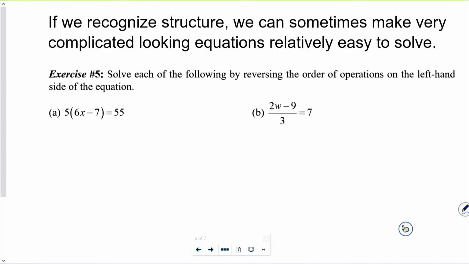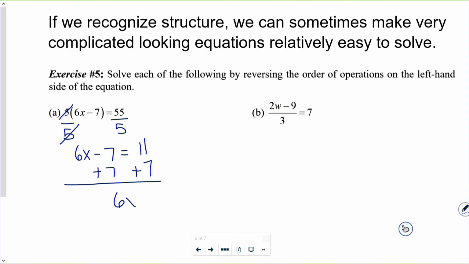So, here we go. Let's do it. Let's divide both sides by 5. And that leaves me with 6x minus 7 is equal to 11. Now I'm going to add 7. That leaves me with 6x is equal to 18. And now I'm going to divide by 6. And that is going to give me x equals 3.